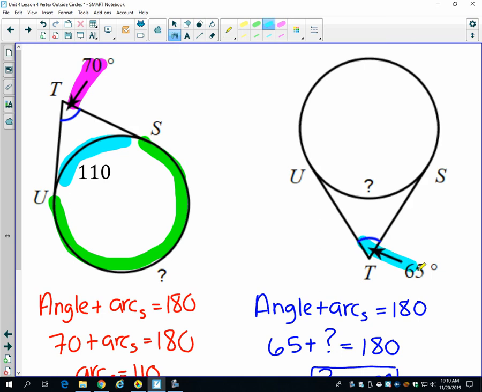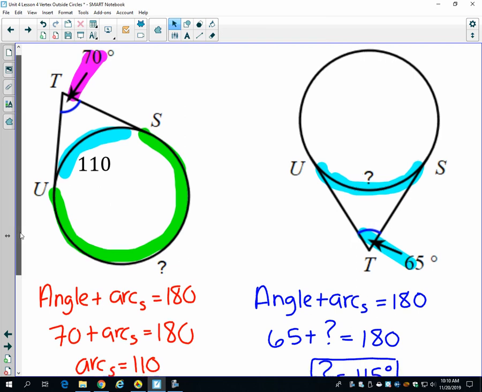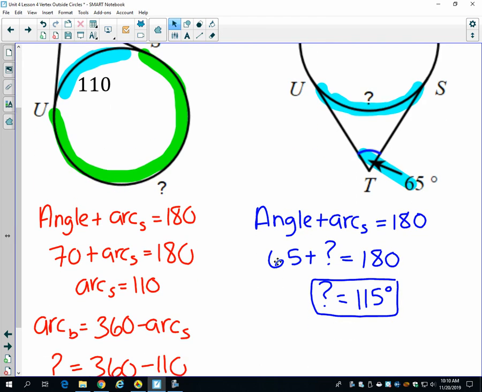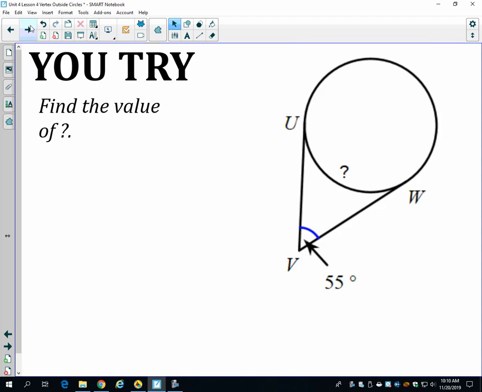Again, I have an angle. This time what's nice is I'm looking for that small arc. So I'm going to use the relationship that they should add to 180. Subtract 65 from both sides to find the small arc to be 115. So try this, give this one a try, find the value of question mark, and type only the value.